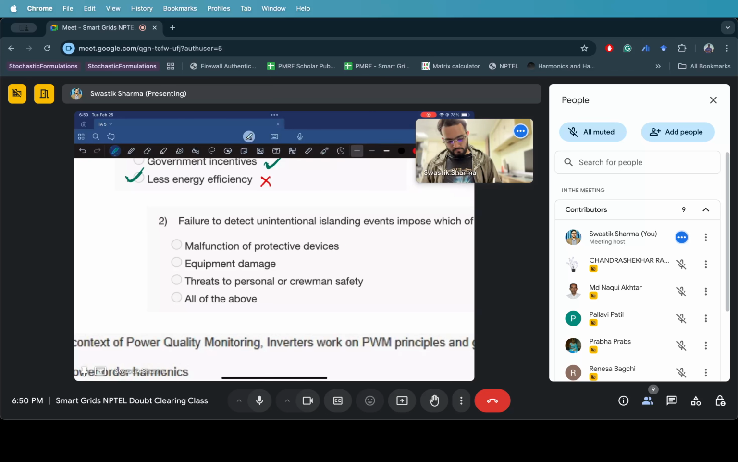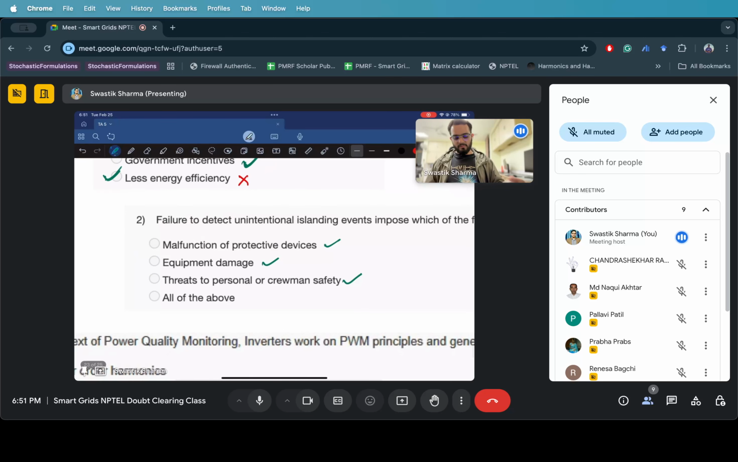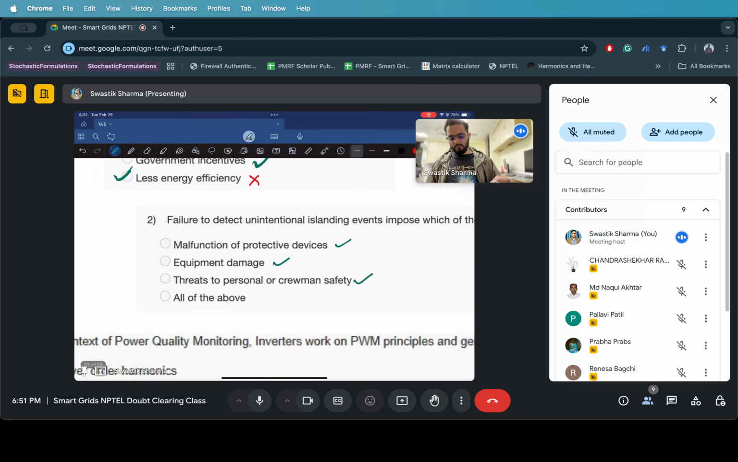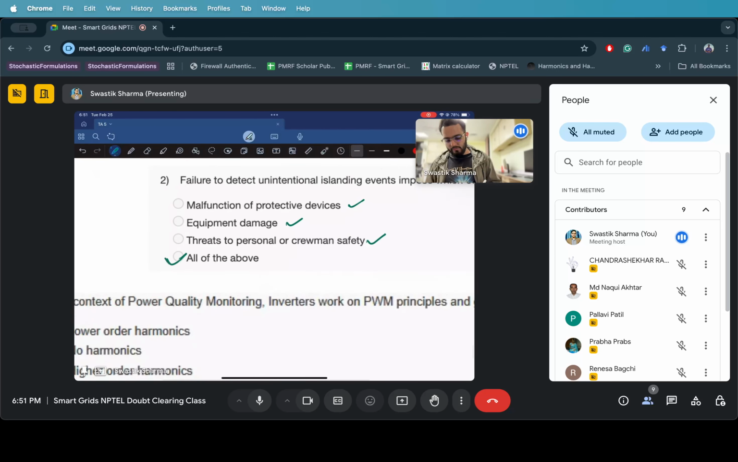Yeah, it can cause equipment damage because power quality deteriorates if there is islanding, and if it is unintentional in nature, power quality will deteriorate, and your equipment can get damaged. And it threatens personnel or crewman safety. If someone is working on that line, and it is unintentionally removed or auto reconnected, this can be fatal for that personnel, right? So the answer would be all of the above.